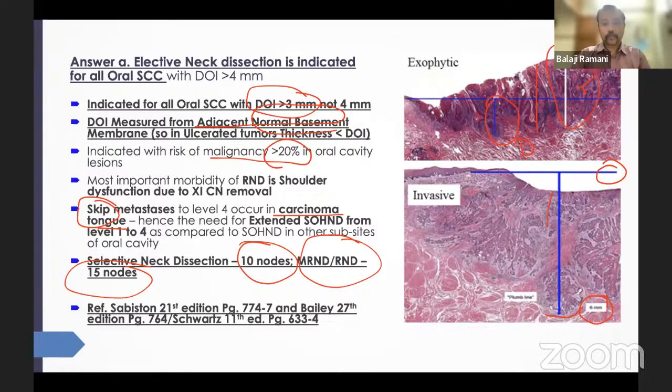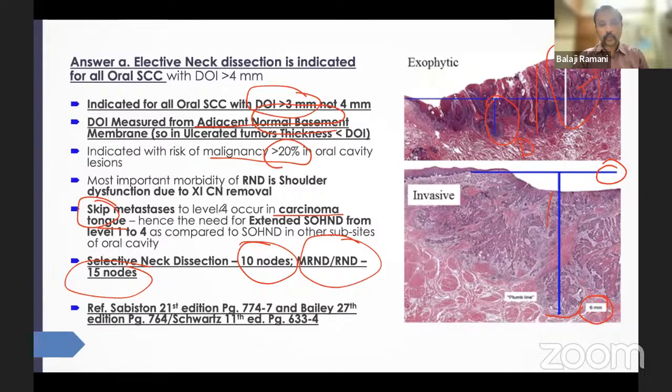SOHND, extended supraomohyoid neck dissection, which means levels 1 to 4 will be removed. For your oral cavity, you will do a SOHND, which is going to be levels 1 to 3. Okay, so tongue it will be 1 to 4, oral cavity it will be 1 to 3. This is an extended supraomohyoid neck dissection. For oral cavity, you will do only supraomohyoid, which is going to be levels 1 to 3.